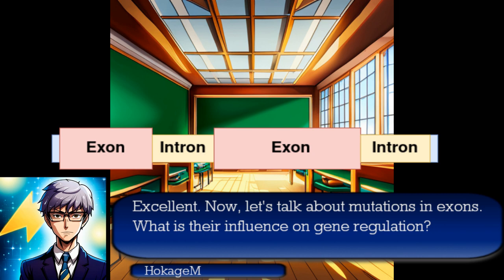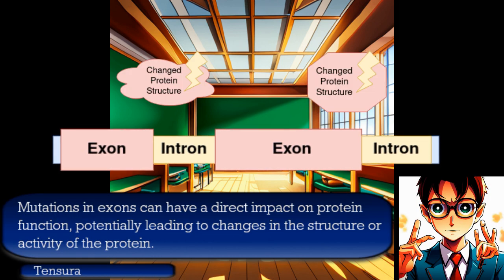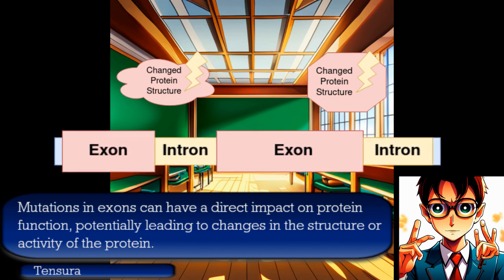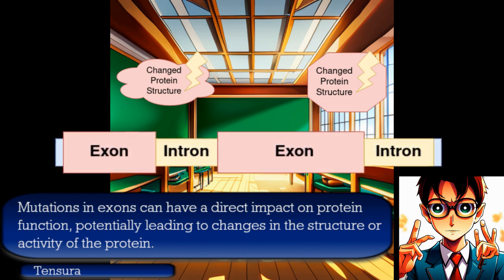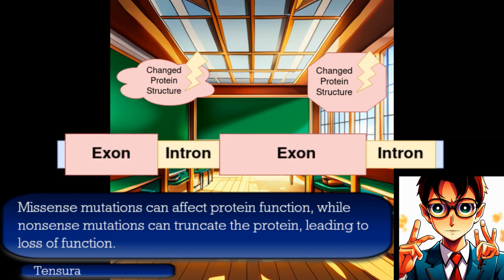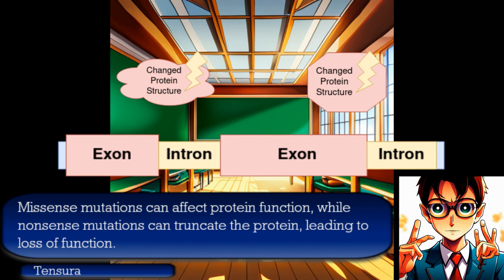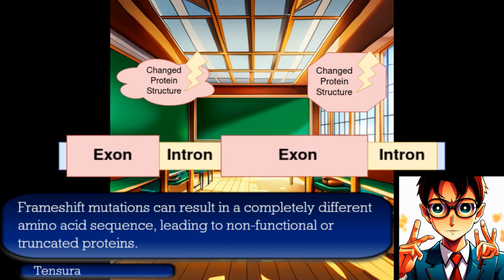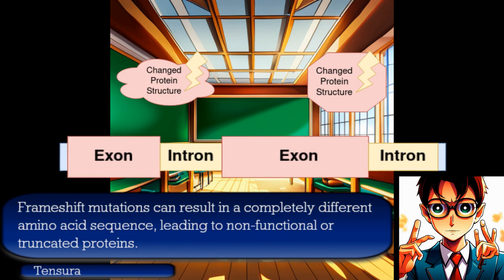Excellent. Now, let's talk about mutations in exons. What is their influence on gene regulation? Mutations in exons can have a direct impact on protein function, potentially leading to changes in the structure or activity of the protein. Missense mutations can affect protein function, while nonsense mutations can truncate the protein, leading to loss of function. Frameshift mutations can result in a completely different amino acid sequence, leading to non-functional or truncated proteins.